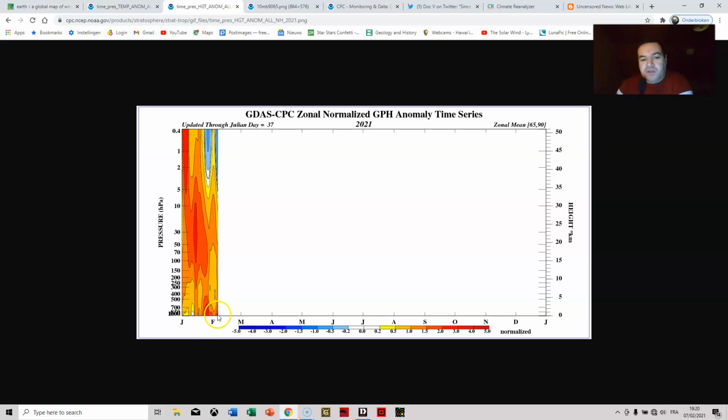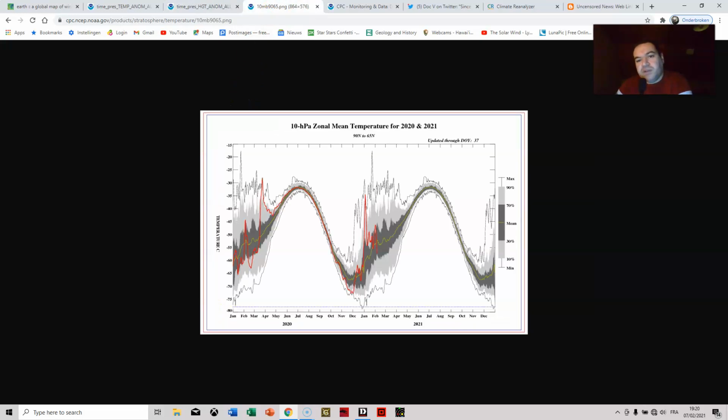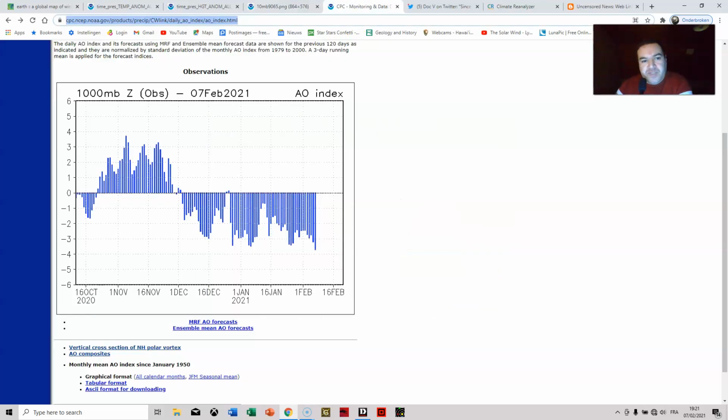These are extreme conditions, and they are associated with a negative Arctic oscillation. This is again a graph that shows the sudden stratospheric warming in question and its magnitude. So let's take a look at the Arctic oscillation, because we can determine pretty much what type of weather we will have just by looking at it.